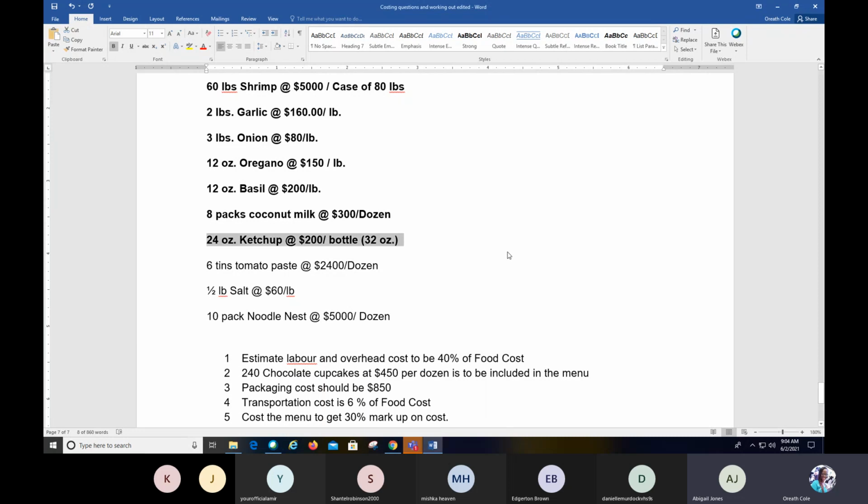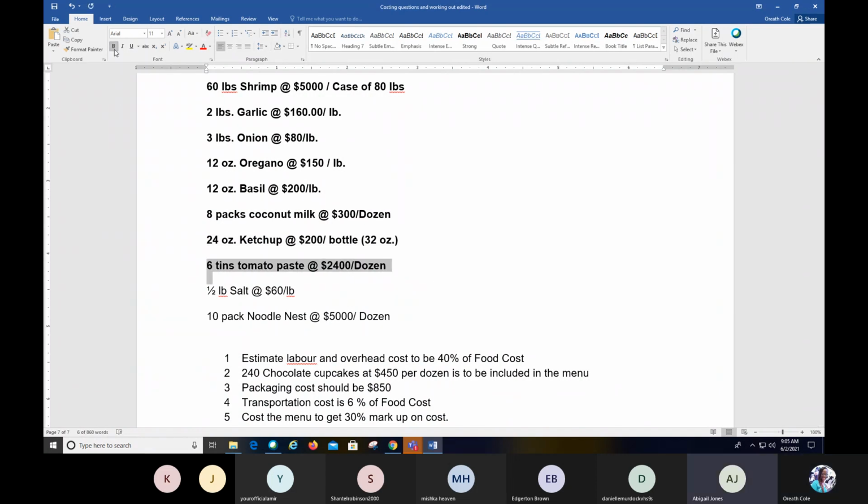24 ounces. Miss, another one there, Miss. Oh, yes? 24 ounces of ketchup at $200 per bottle, Miss. How much is in the bottle? 32 ounces in the bottle, Miss. Right. And what do we want to find the cost of? The cost for 24 ounces. All right, great, excellent. Next one.